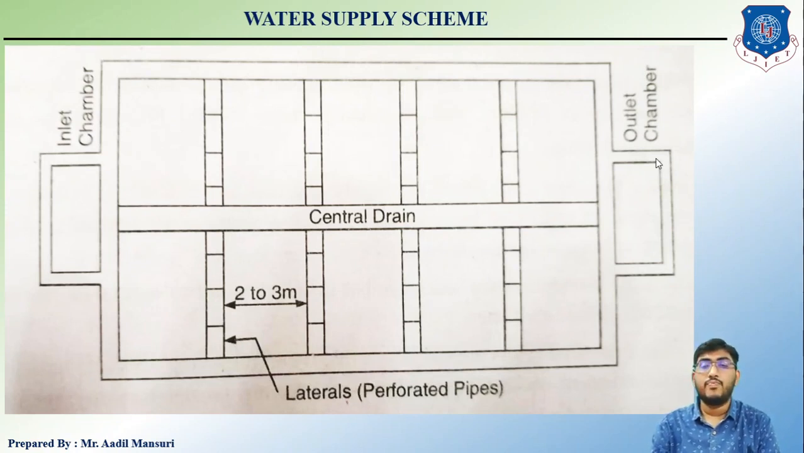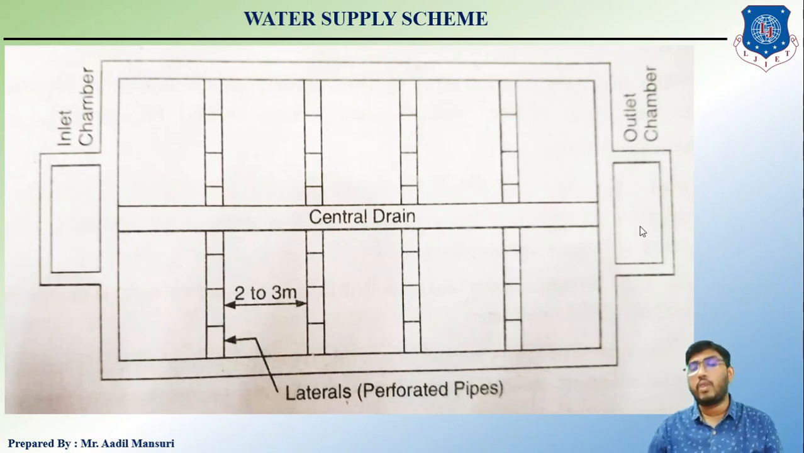Clear? The lateral drains are either earthenware pipes or perforated pipes of 7.5 to 10 centimeters in diameter, usually placed at a distance of 2 to 3 meters center to center, sloping towards the center. Filtered water is collected in the laterals, then from the laterals it goes into the central drain, and then this filtered water is passed on to the filtered water well, where after disinfection it can be sent to the community.